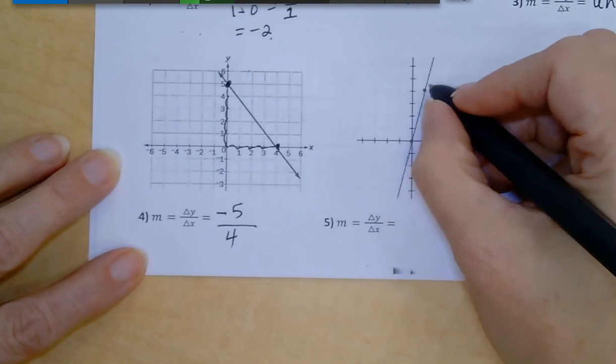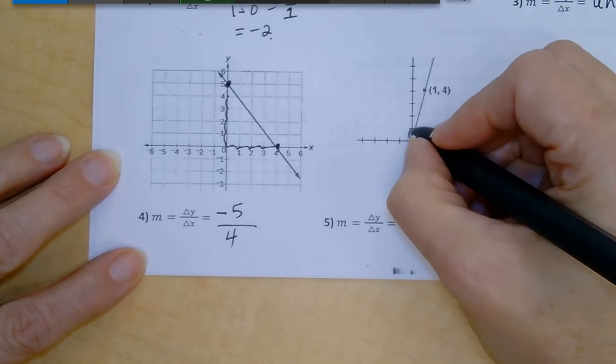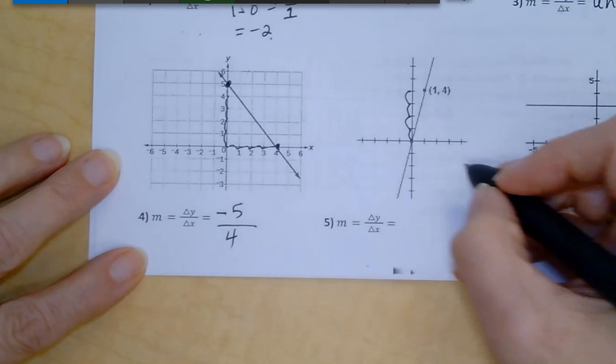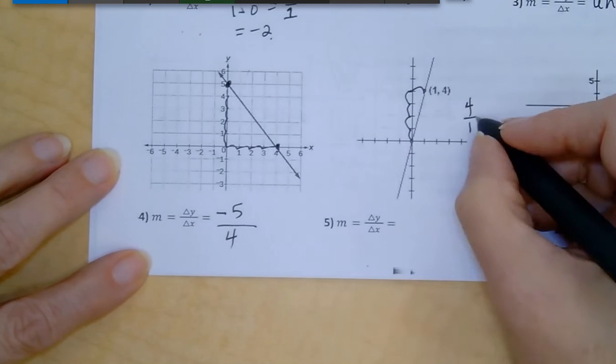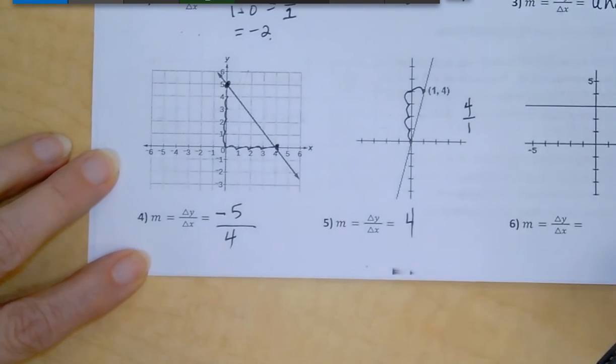Okay, this one is going to be positive. I get to go up 1, 2, 3, 4. I went up 4 and then over 1. Okay, 4 over 1 really equals 4.